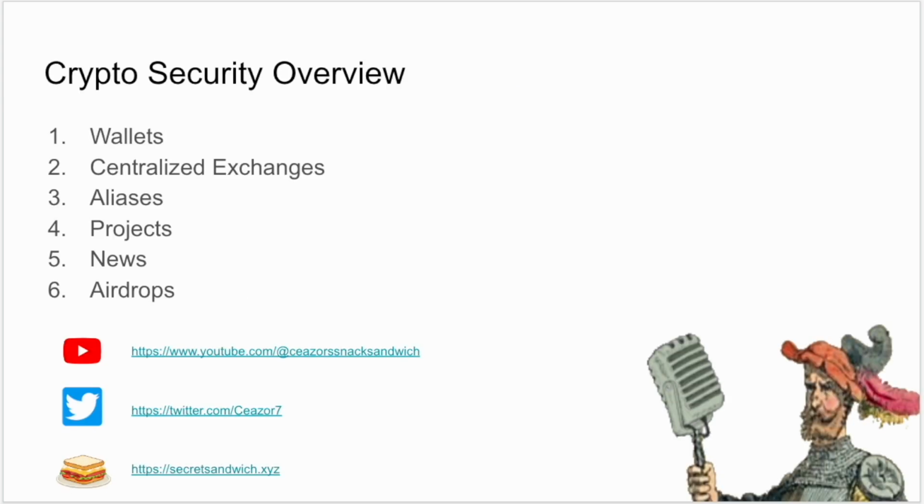First, here we have a slide of the contents, what I'm going to cover. The first things I'm going to talk about are wallets, and then a little bit about centralized exchanges and things that have to do with those, the aliases of you, some of the project considerations, things about news, and then also about airdrops.